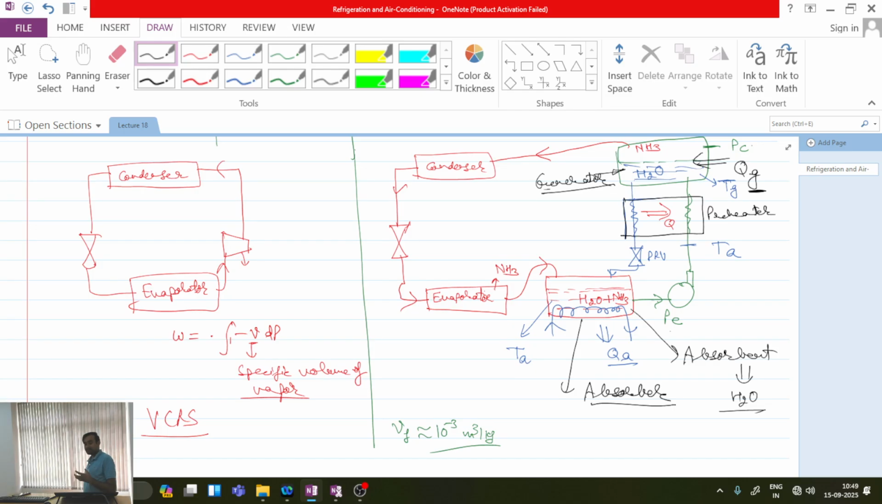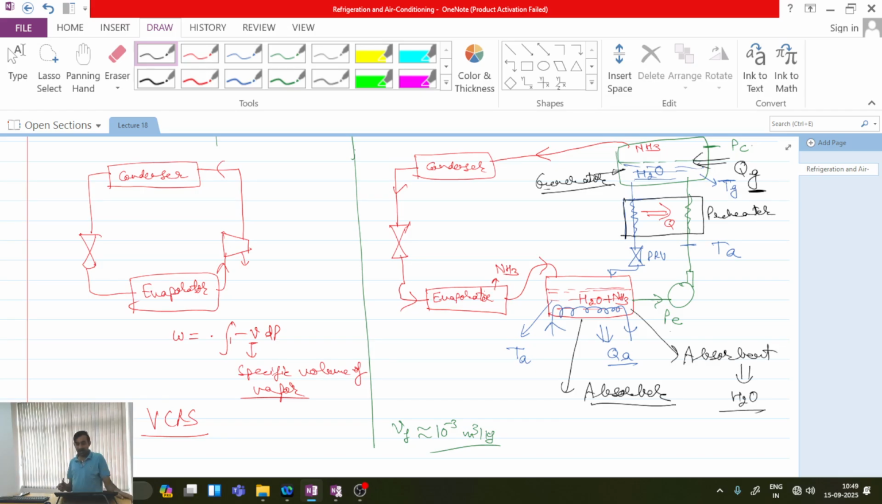So the advantage of the vapor absorption system over the vapor compression refrigeration system is that it consumes the least amount of high grade energy. It consumes very little, almost negligible high grade energy, which we are supplying as pump work, whereas there it was the compressor work. But on the contrary, it consumes a good amount of energy, but that energy is a low grade energy, and that low grade energy we can provide from different sources.